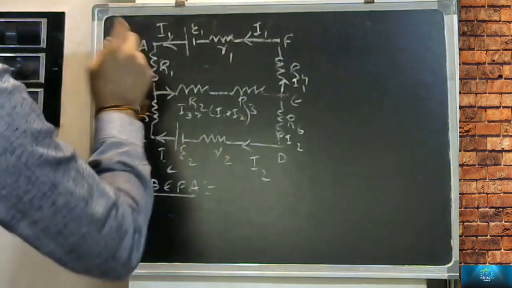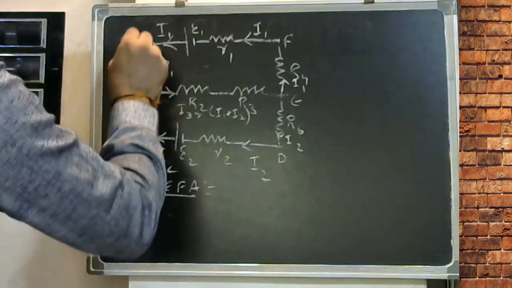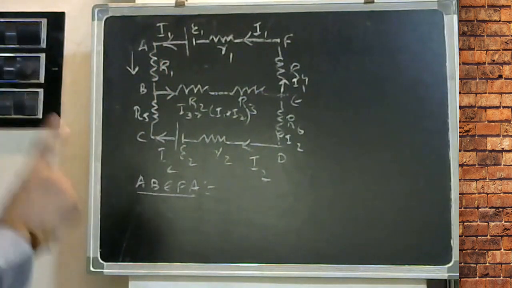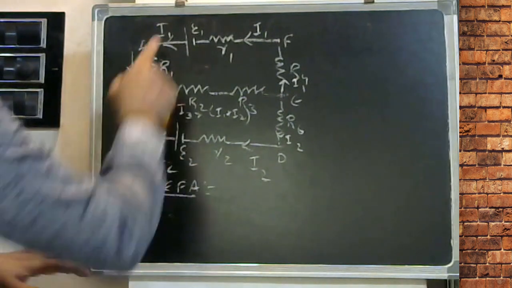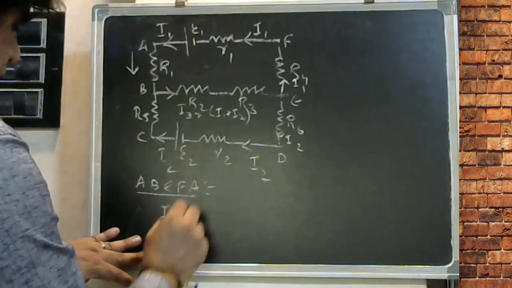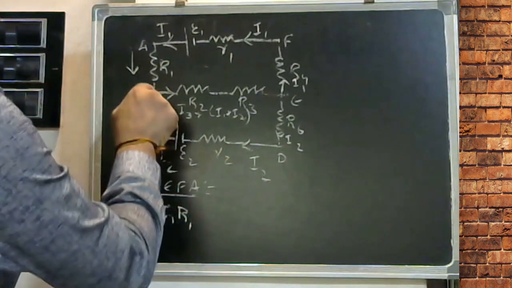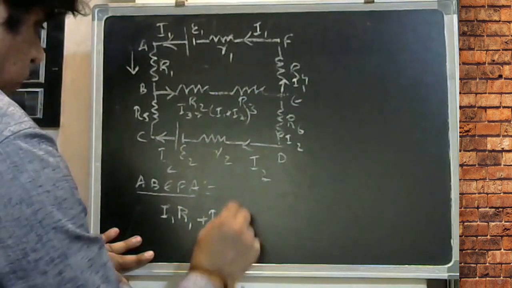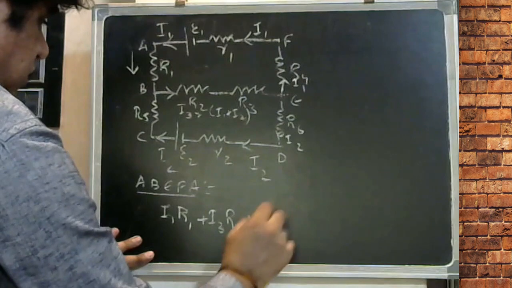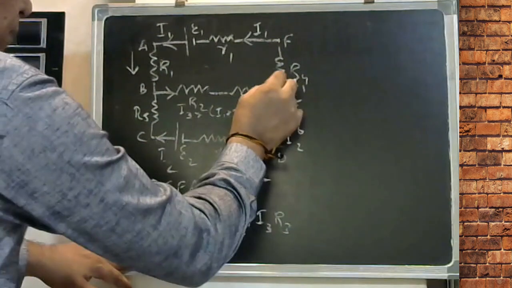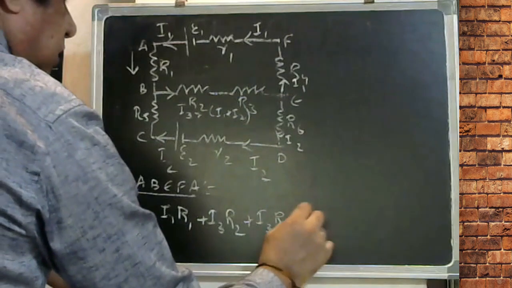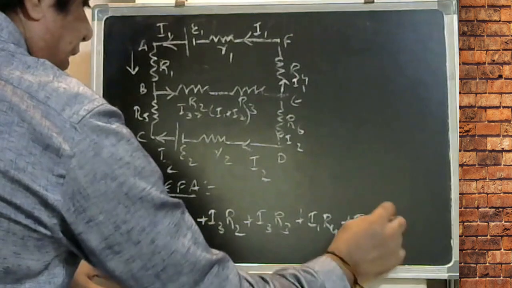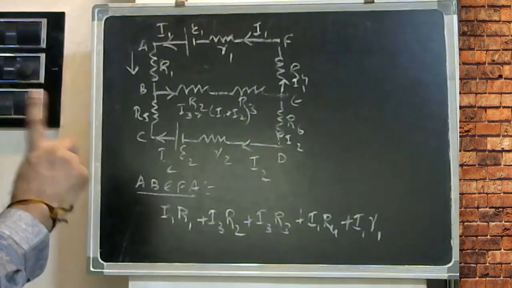Now A to B. Our logic is very clear. Whenever you move with the current, for example, I'm going from A to B and the current is also going from A to B, whenever the current is with you in the same direction, the voltage drop is taken as positive. So I1, R1 will be positive because myself and my current are in the same direction. Then I'm taking a turn from B to E. My current is also B to E. So plus I3, R2. Then I'm taking a turn from E to F. Current is with me, so plus I1, R4. Take a turn, current is with me, plus I1, R1. So now clearly, all my currents are with me, so all the voltage drops are positive.